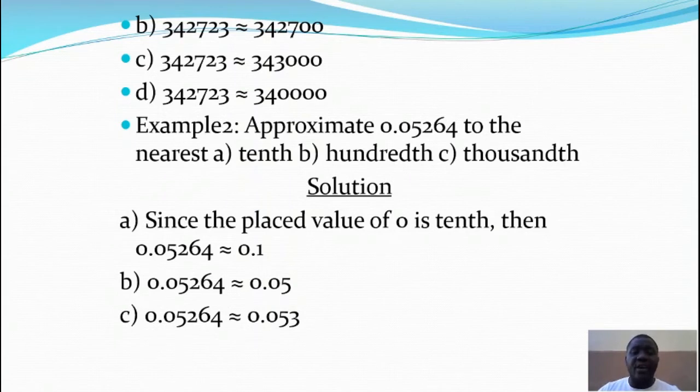Then B, they said 100th. And what is our 100th there? The value that is taking the 100th position is 5. So that means that since 5 is taking the 100th position, look at the next figure after 5, which is 2. So it's among the zeros. So we'll still have 0.05. So the next one is 1000th. And what is taking the 1000th position is 2. 2 is taking the 1000th position. So we look at the next figure after 2, which is 6. So you make 6 to become 1. Add it to 2. It becomes 3. Which is 0.053. I hope this example is very, very clear to you.